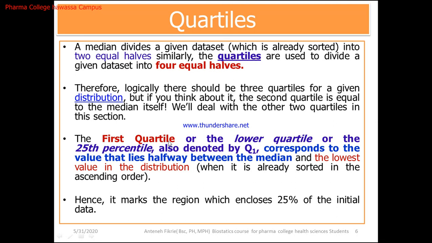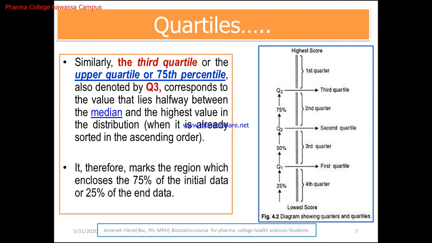So this corresponds to the value that lies halfway between the median and the lowest value in the distribution. So it is found between the median and the lowest, which is the 25% of the distribution. The 25% of the distribution can be found below Q1. This can be found when the data is sorted in ascending order, since it marks the region which encloses 25% of the initial data. So the median covers 50%, while the first quartile, or Q1, or the lower quartile, encloses mainly the 25% of the data.